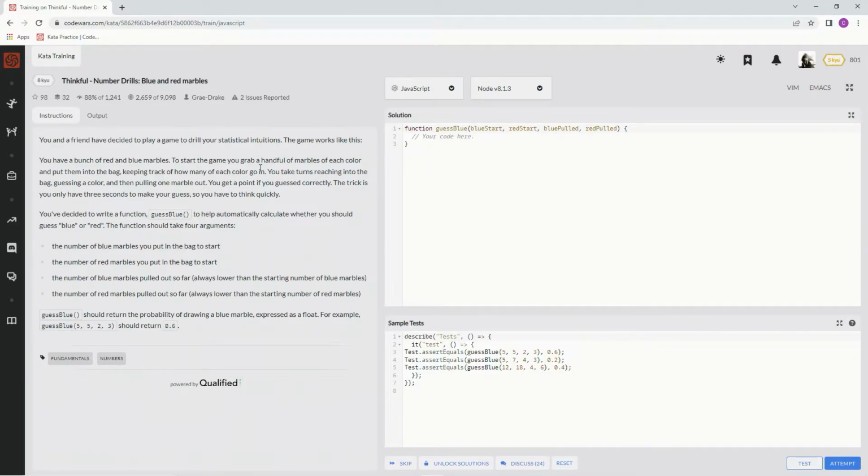We have a bunch of red and blue marbles. To start the game, we grab a handful of marbles of each color and put them into a bag, keeping track of how many of each color go in. We take turns reaching into the bag, guessing a color, and then pulling one marble out. We get a point if we guess correctly. The trick is we only have 3 seconds to make our guesses, so we have to think quickly.